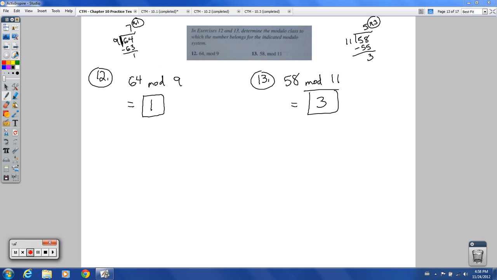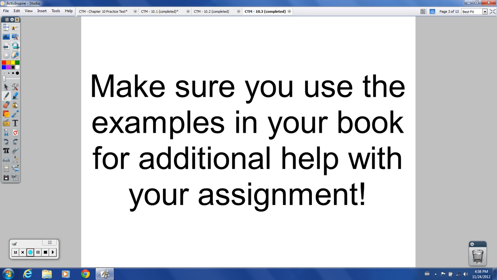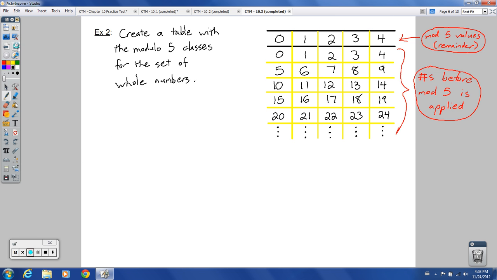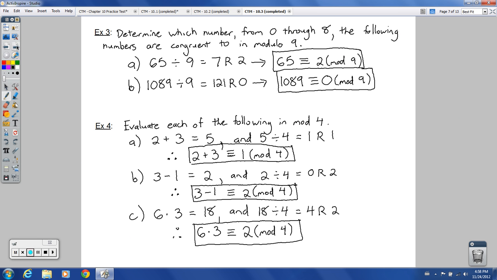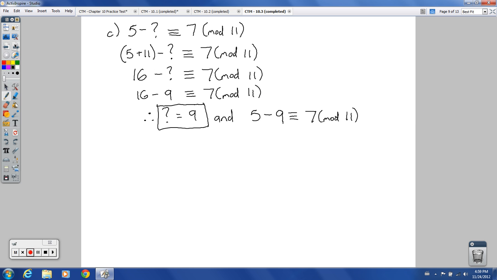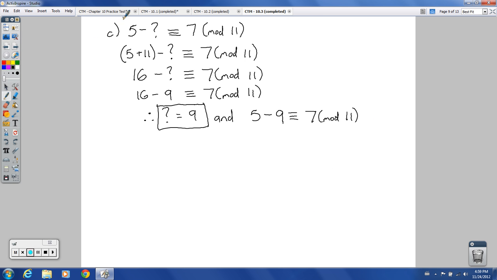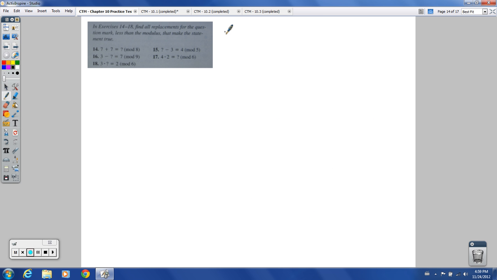Alright, let's move on to numbers 14 through 18, which all have the same instructions. We're finding all the replacements for the question mark less than the modulus that make the statement true. There might be more than one since it says all replacements. So this is more like what we did in 10.3. One is like example 5 here, and one is like example 6 as well. So we have these to refer back to. But let's start off here with number 14.